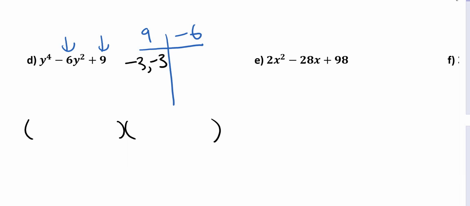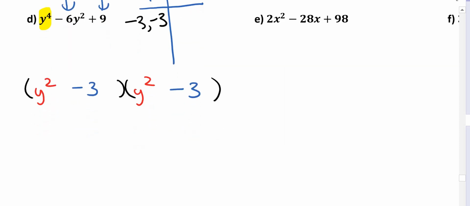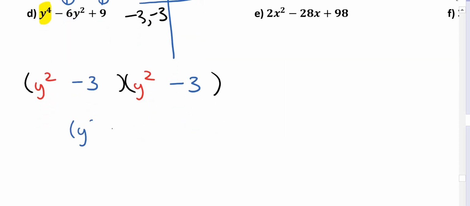Now we have to be a little careful here because there's y to the power 4, so I need a y to the power 2 here and a y to the power 2 there, because y to the power 2 times y to the power 2 would give you y to the power of 4. And then I can put the minus 3 in here and the minus 3 in there. And I can finish this off by writing y squared minus 3 all to the power of 2. And that would finish the factoring for that problem.